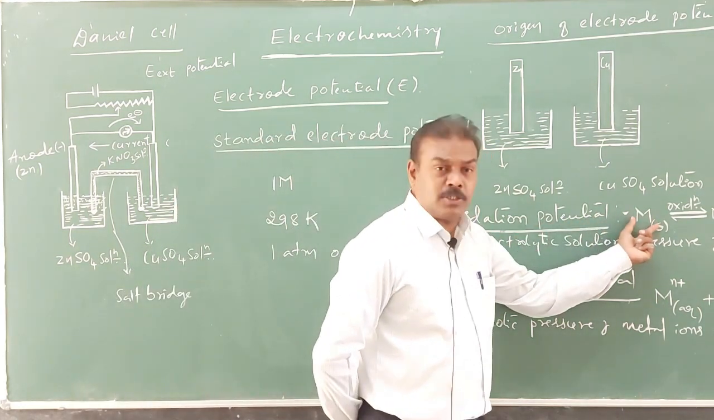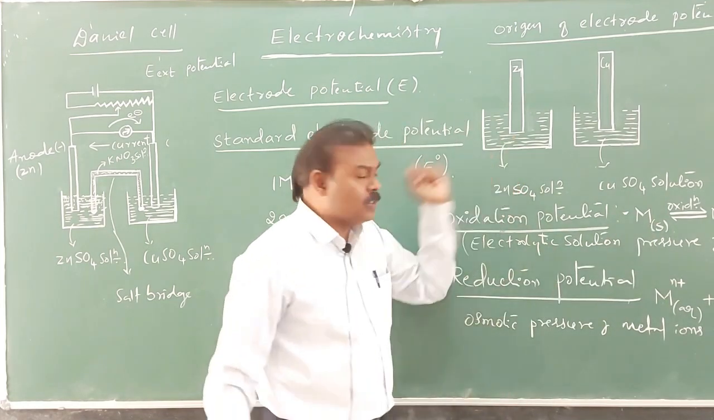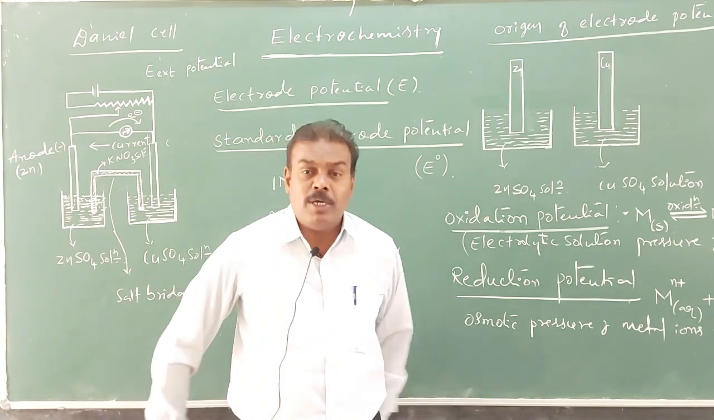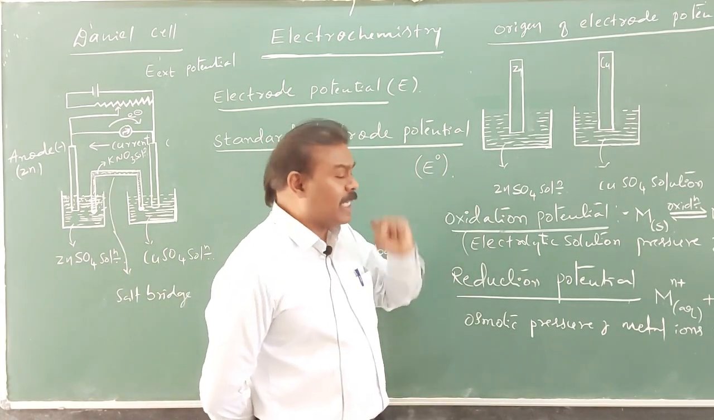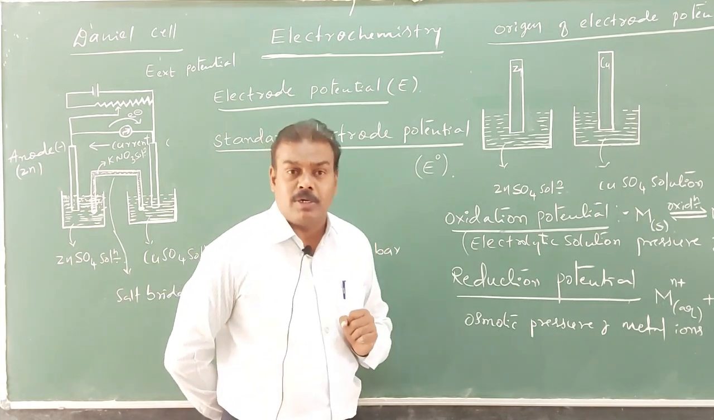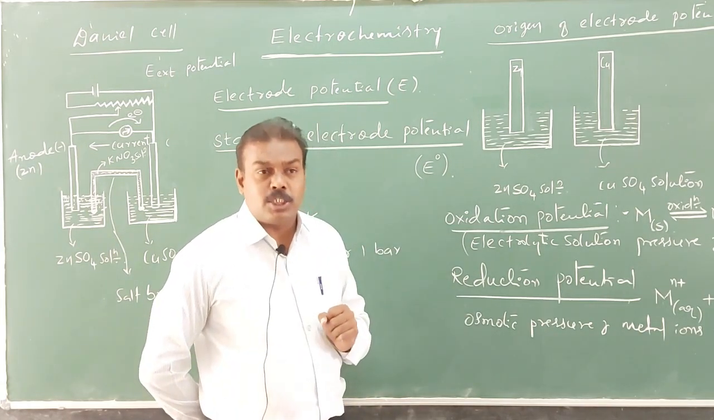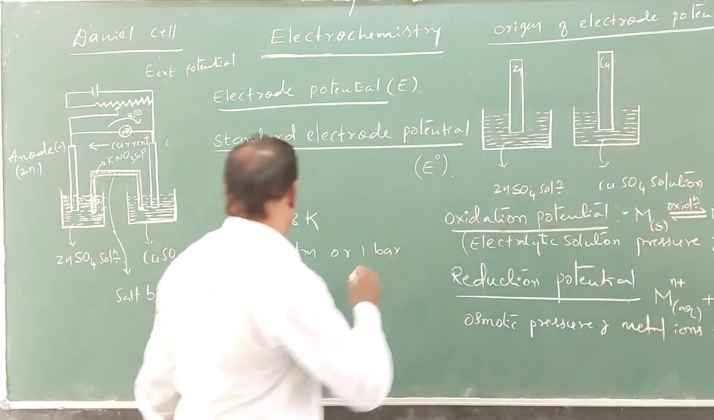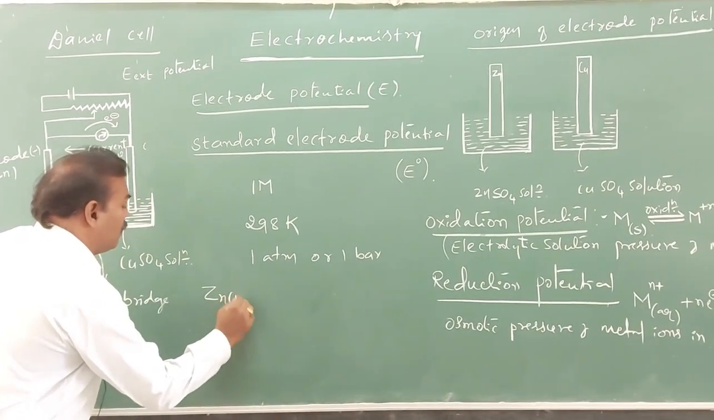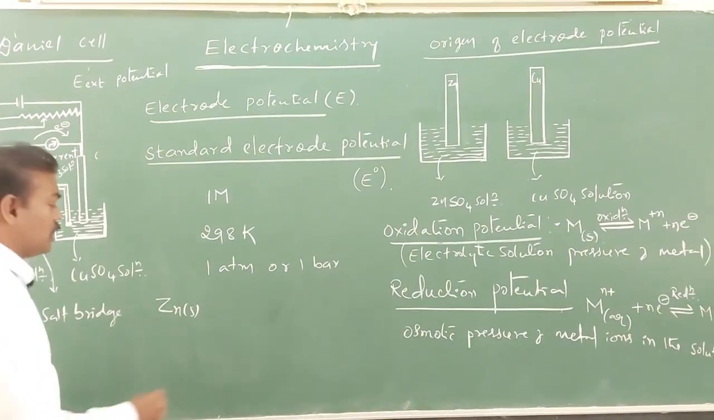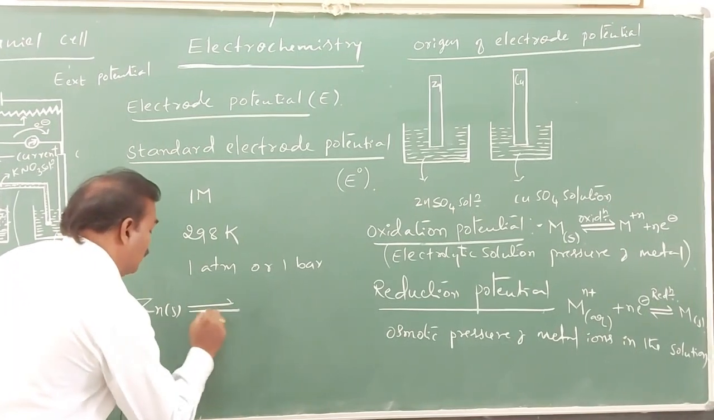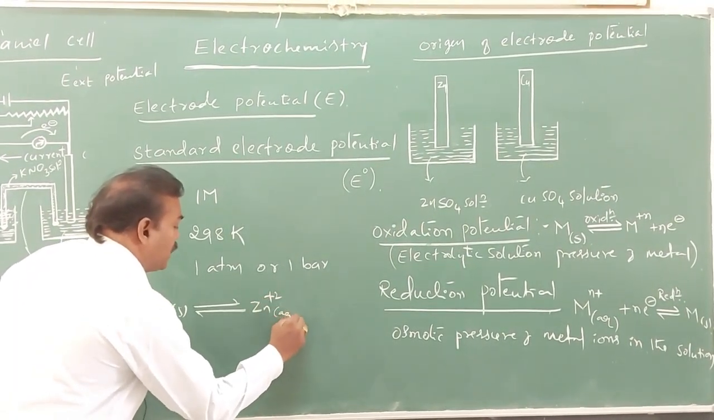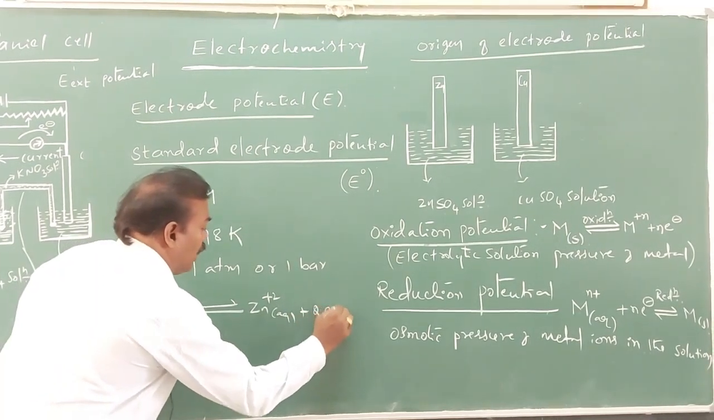This reaction will be taking place. Zn solid, by losing 2 electrons, becomes Zn2+. This is the reaction taking place in the case of the zinc electrode. The zinc metal undergoing oxidation, I am giving you the reaction like this. This is the zinc electrode; when it is kept in its solution, it undergoes oxidation to give Zn2+ in aqueous state and 2 electrons.